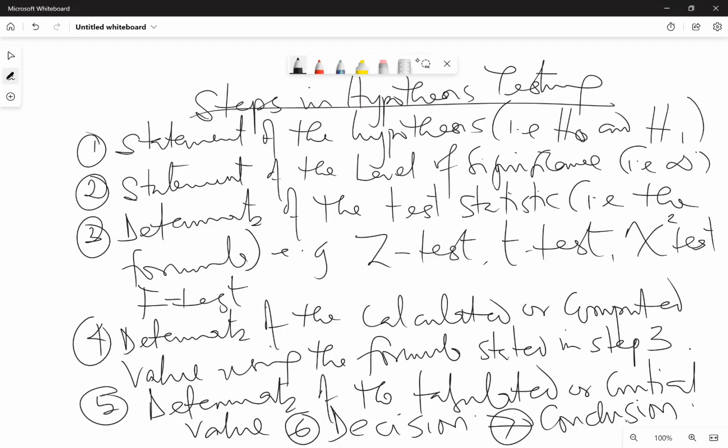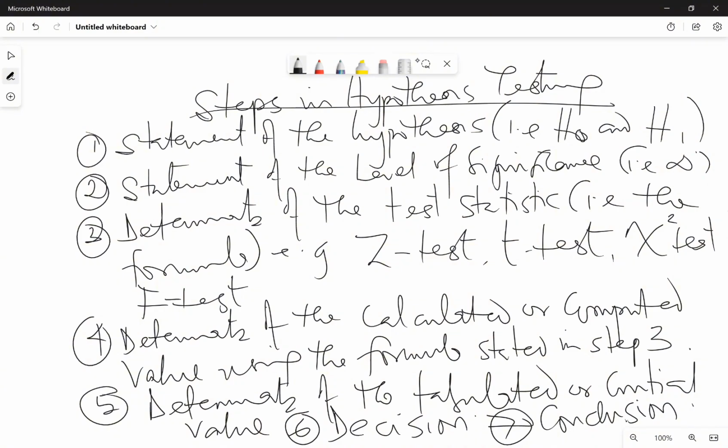Step 3 is determination of your test statistics. Tell us the formula you want to use. Is this Z test? Is it T test? Is it chi-square test? Is it F test? So later we'll tell you under what condition do you make use of all these 4 types of tests. Step 4 is determination of your calculated, computed value using the formula stated in step 3. So you have to use the formula you have stated. Any of the formula you use in step 3 is what you will use to determine your computed value in step 4. Step 5 is determination of your tabulated or critical value.